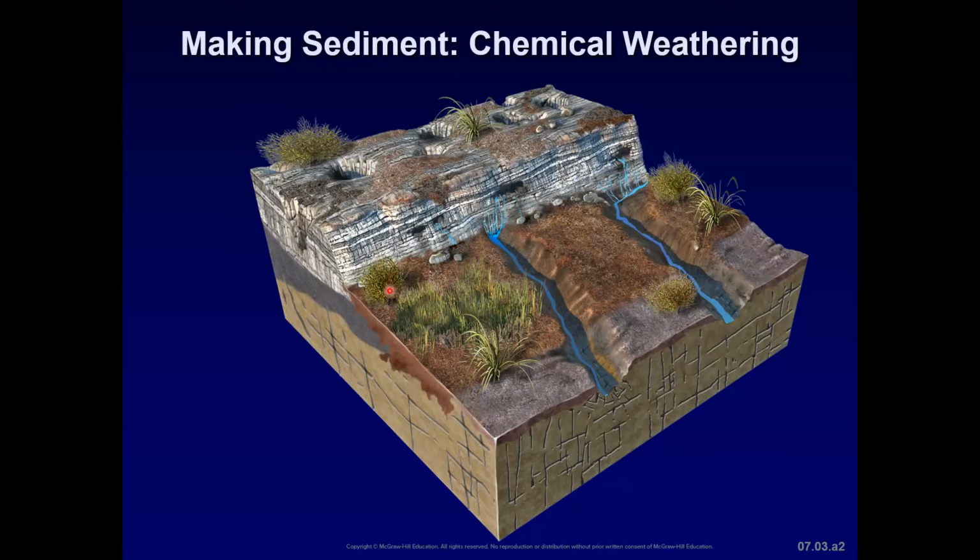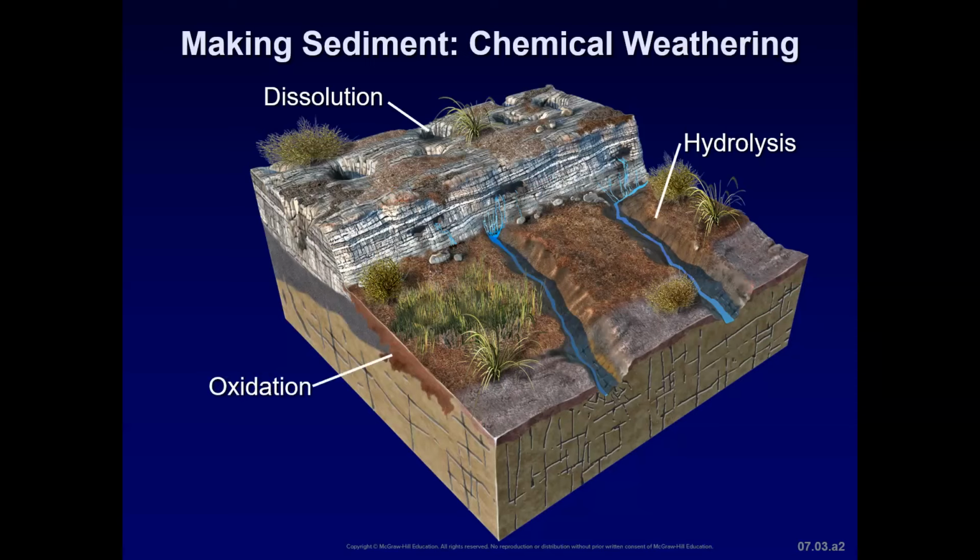All right, so making sediment with chemical weathering. You can have dissolution, which is a process where minerals are dissolved away, releasing ions that can be carried away in rivers, streams, or groundwater. Hydrolysis occurs when silicate minerals are exposed to water and natural acids, converting original materials to clay and removing positive ions.